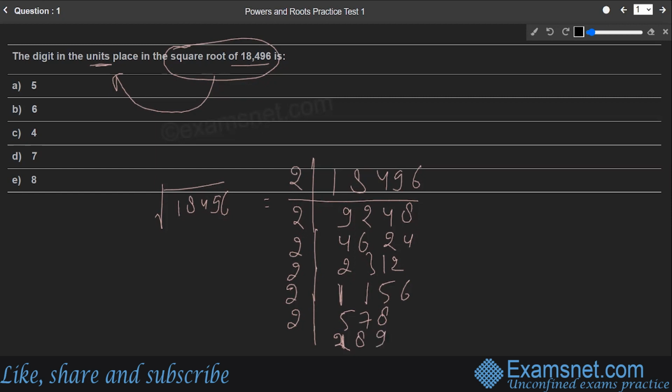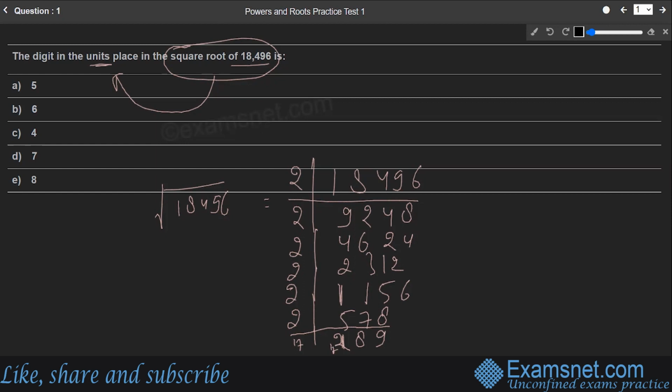Now 289 is nothing but the square of 17. So instead of again doing the factorization of 289, we can simply write 17 square for 289. So it's going to be 17 into 17. So the factors become these; how can we find the square root of that?